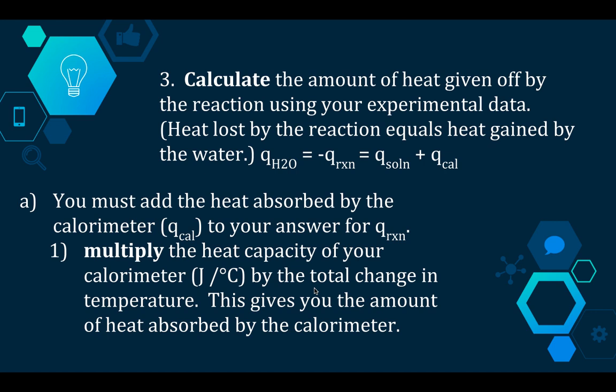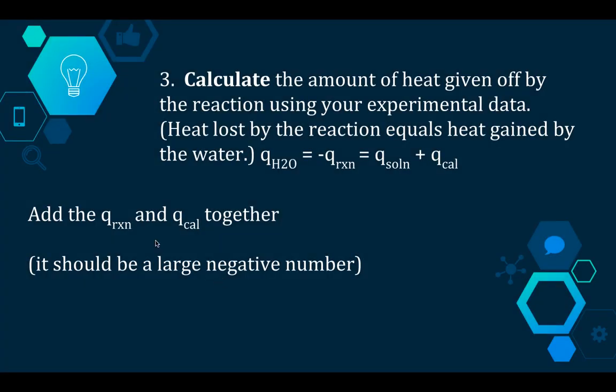So every degree that it goes up, you're losing a certain amount of energy in joules. So what you're going to be left with is joules for the entire reaction. So at this point, you can add together the Q of your reaction and the Q of your calorimeter. They both should be negative values. So the Q of your reaction, it's exothermic, releasing heat. And then you're going to add back to it how much heat the calorimeter kind of stole. So it should be a large negative number when you're done.